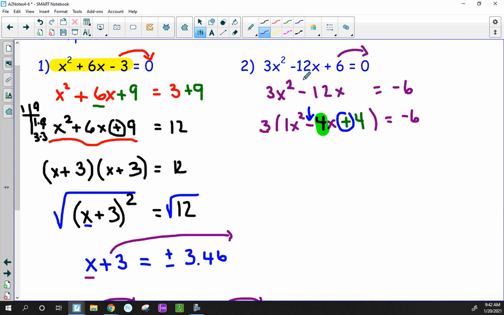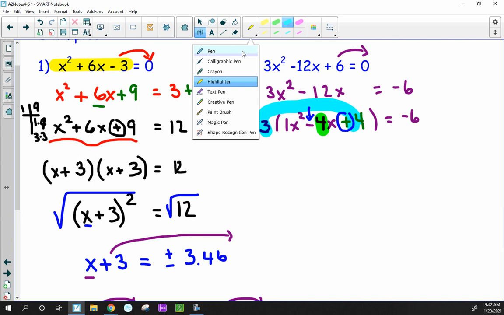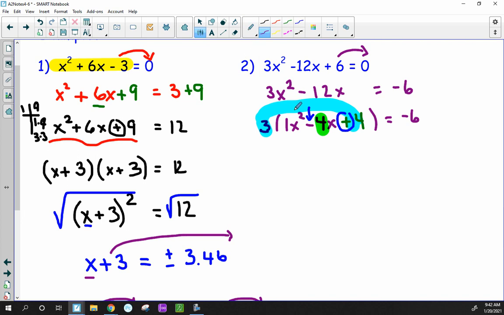But please be careful, because, let me grab a highlighter, you have actually not just added in a positive 4. Because of the position of it, where I put it inside parentheses, you've added in 4 times 3, which is 12. So we got to add 12, we're going to need to add 12 to the other side.